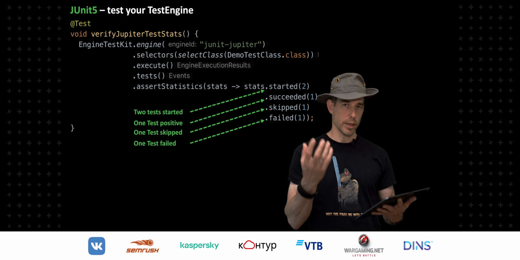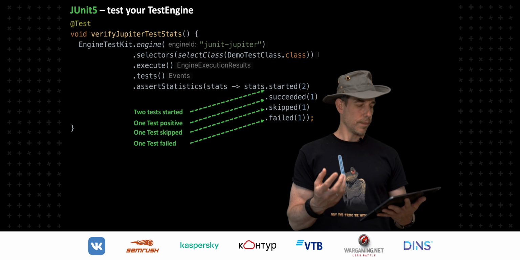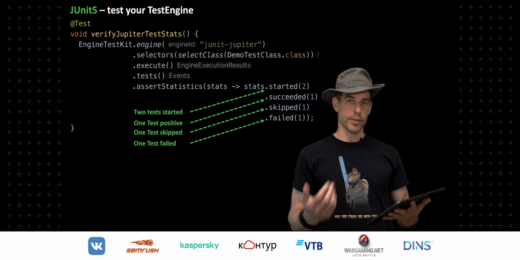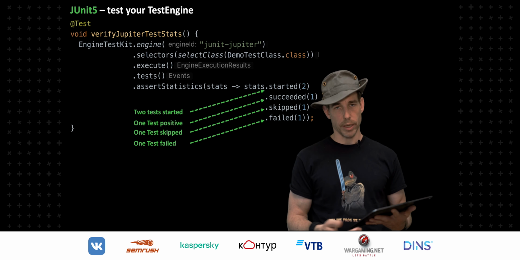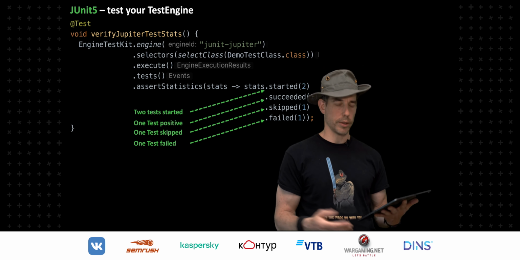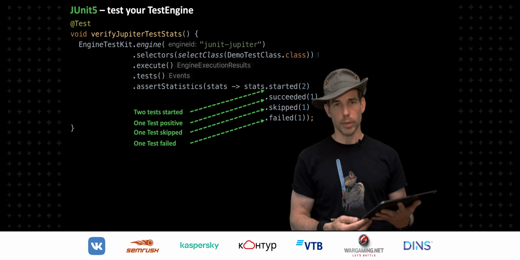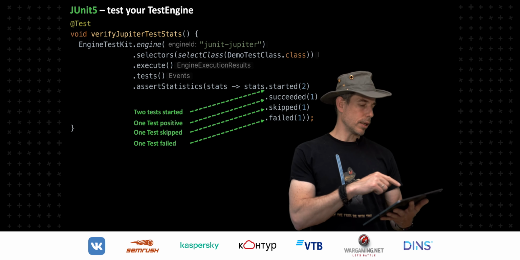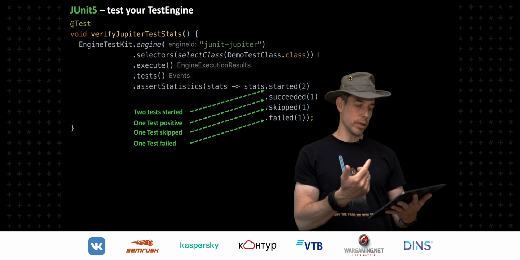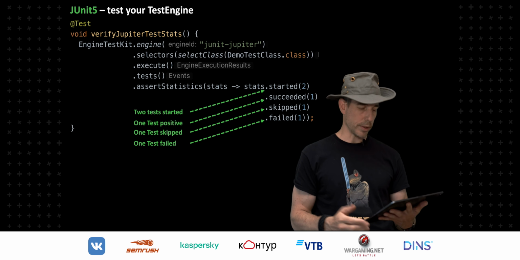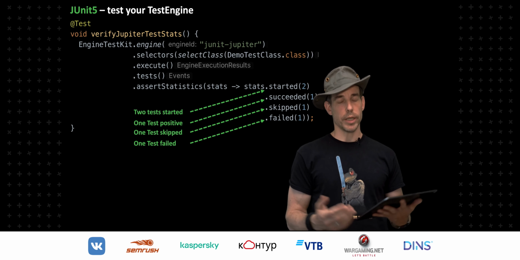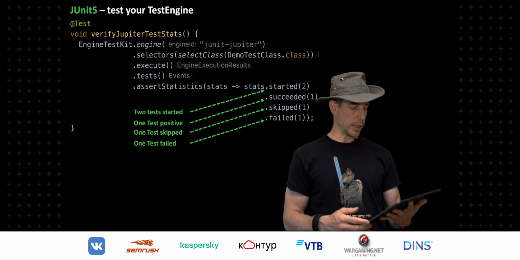If I now start the test engine, here I have my engine test kit. Inside my engine test kit, I have a bunch of methods to invoke or to handle this one. They really love the static methods. So I just use the method engine, and I'm using a name for it, the engine ID. What an engine ID is, we will cover a little bit later.